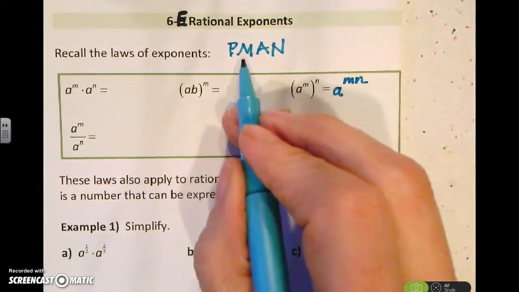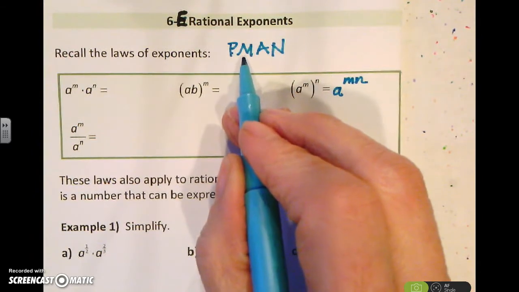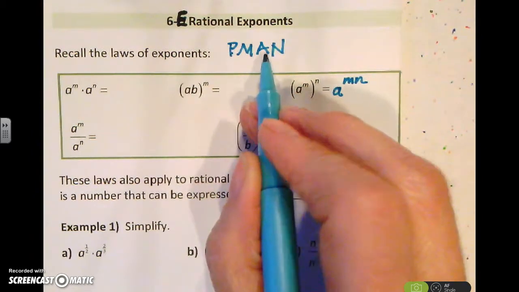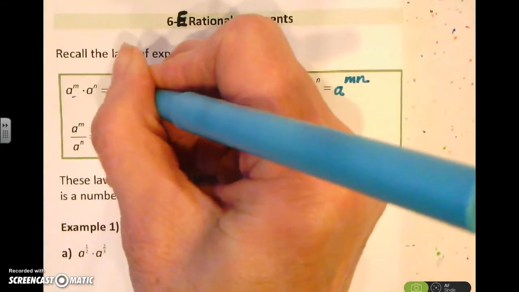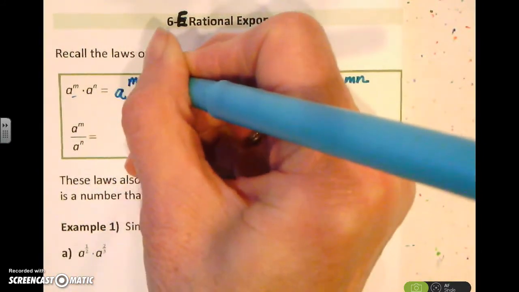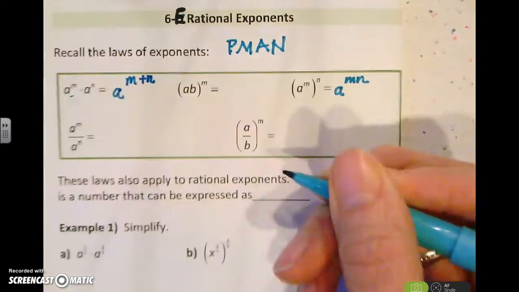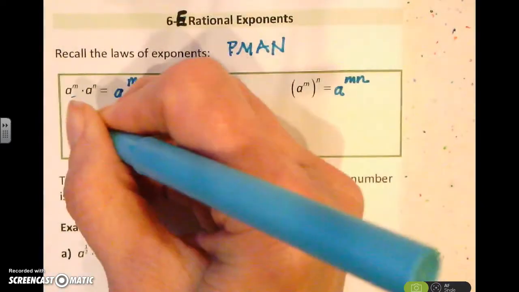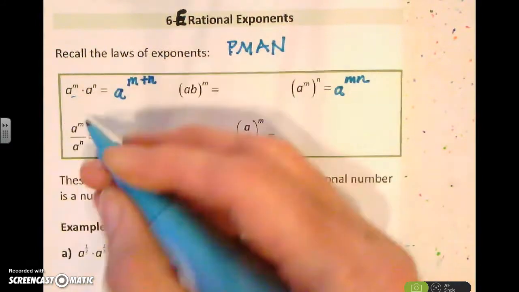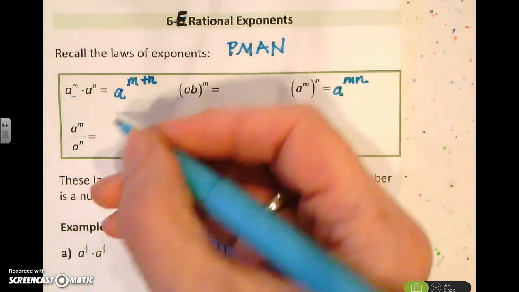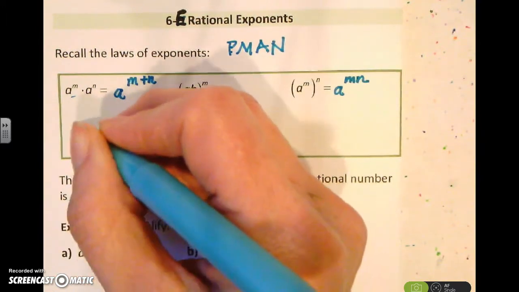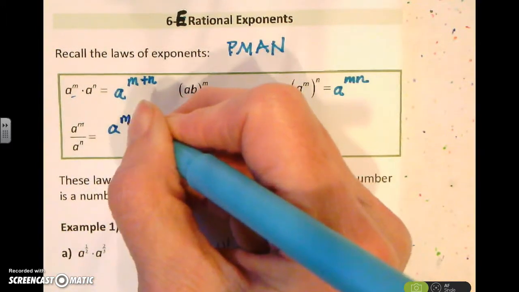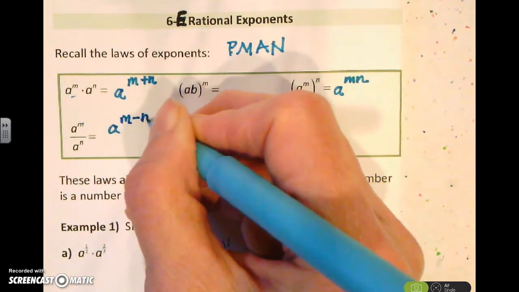He says that if you're multiplying two expressions, you're going to add their exponents. So here's an example of multiplication with the same base, and it's going to result in adding m plus n. If we have division like we do right here, then we're going to combine them. We're going to move whichever's the heavier one, whichever's bigger, and we're going to take it and subtract the other.